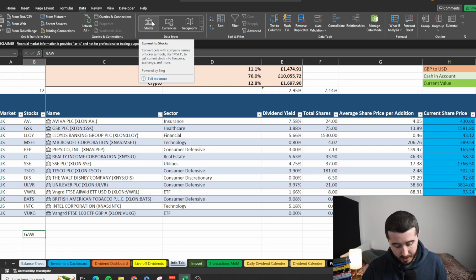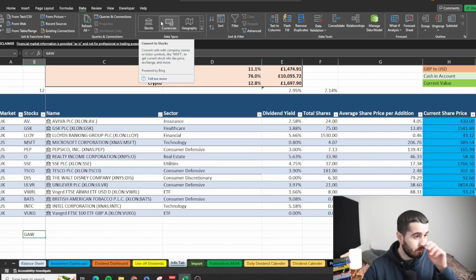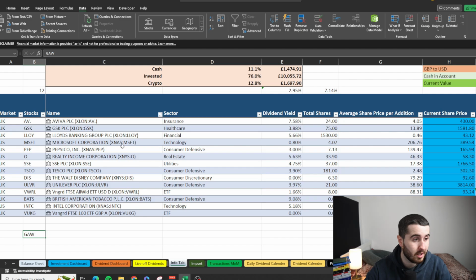Oh, I don't know. Anyway, you highlight your stock ticker and you select stocks. This will then open this up and show it like we have here, so that it shows you the stock name, and then it shows you the market that it's on. So this is the London Stock Exchange, and then it shows you the stock ticker.